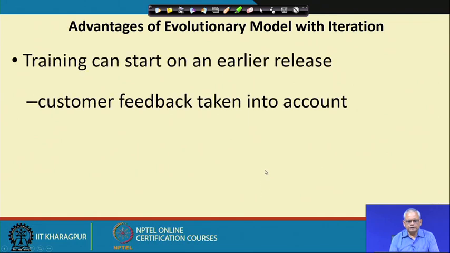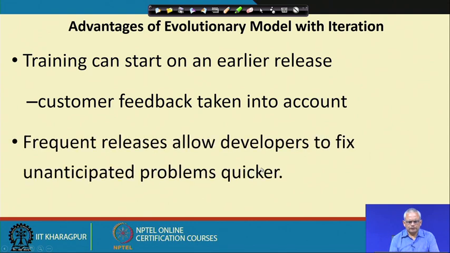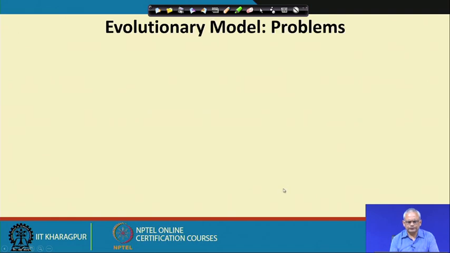The customer deploys and can incrementally learn the software, and also for any part that is difficult to use, feedback is obtained and it is made much more usable. Frequent releases allow the developers to fix any problems quicker, because they are into the development, and any problem that occurs, in something they developed very recently, they can fix quickly.